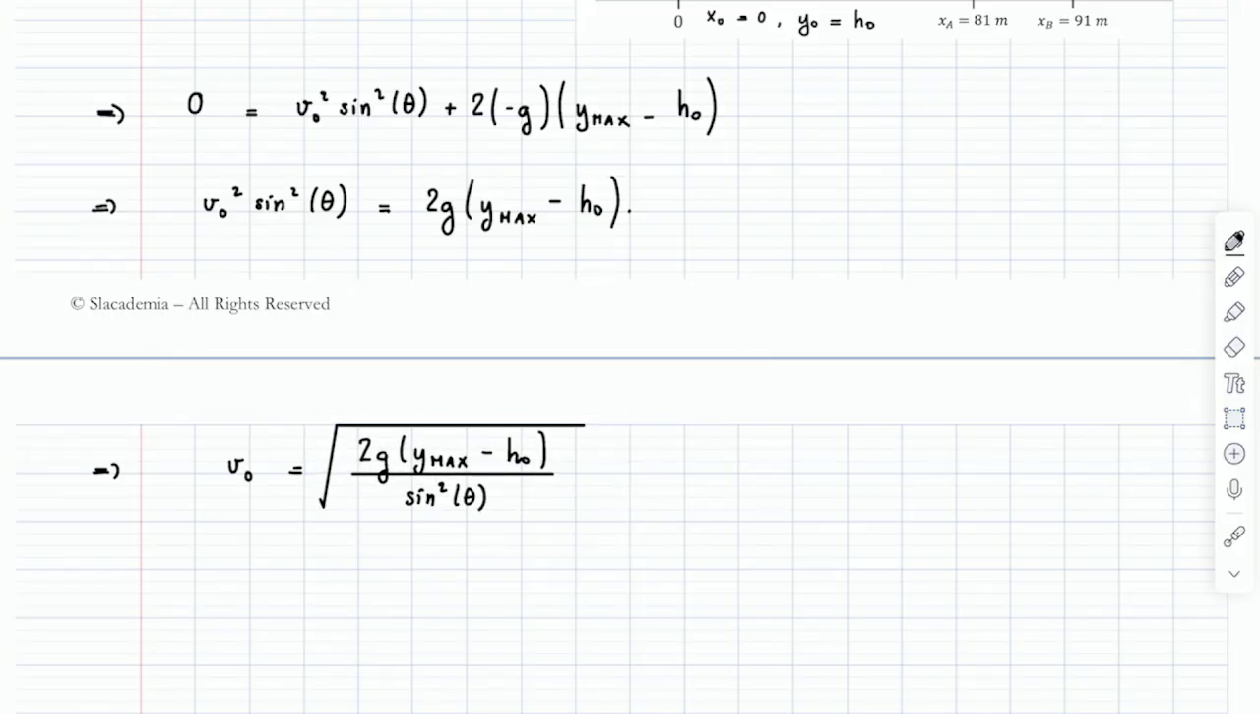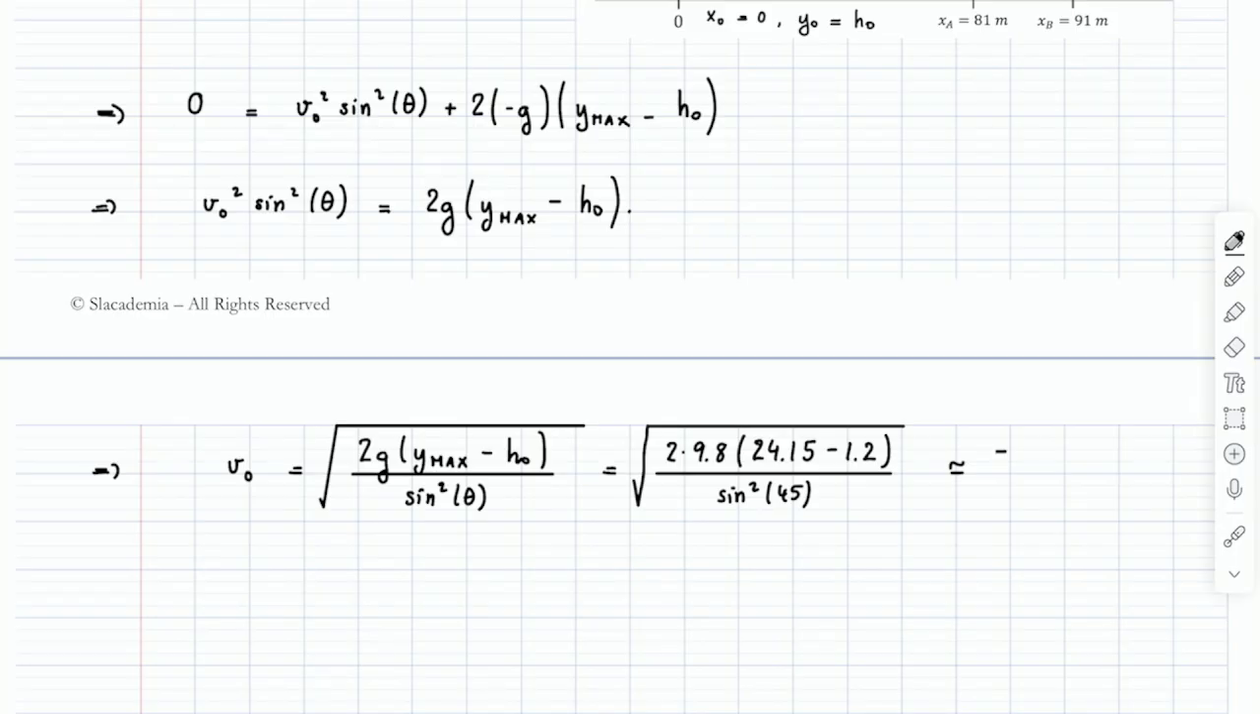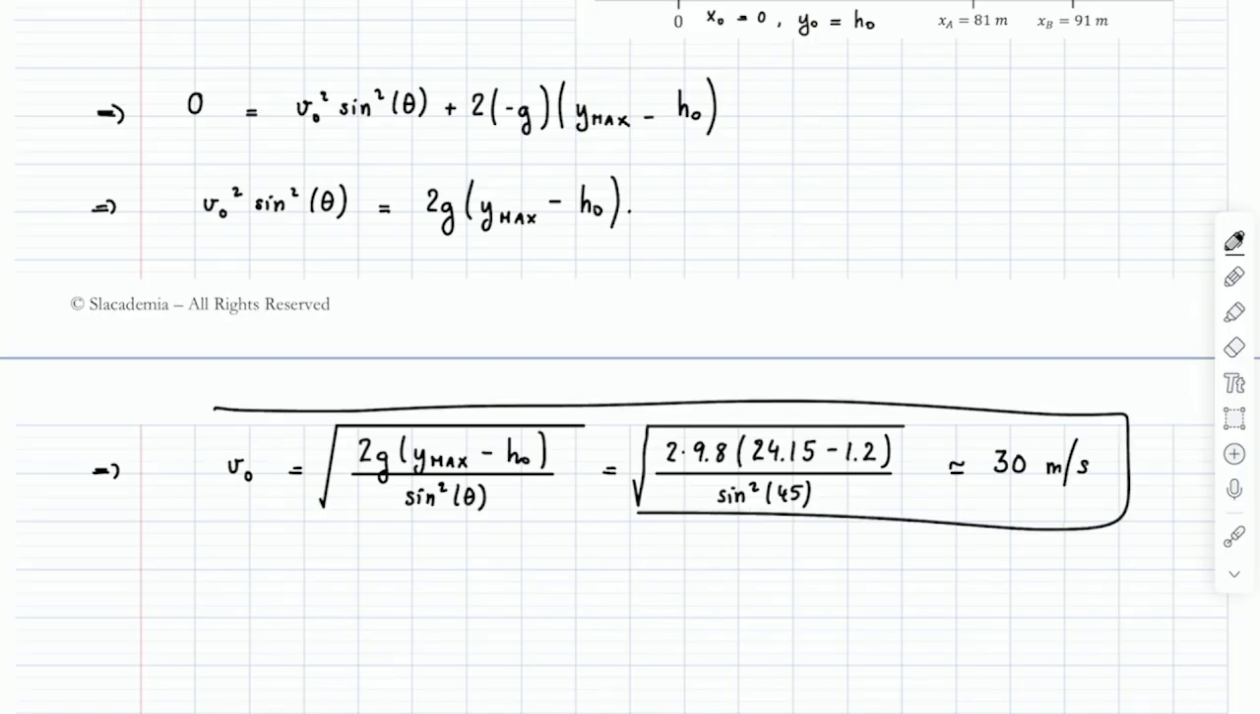I know everything here, right? So this is going to be the square root of 2 times 9.8 times 24.15 minus 1.2, divided by sine squared of 45. And that is going to be approximately equal to 30 meters per second if you plug in all these numbers and you crunch them.